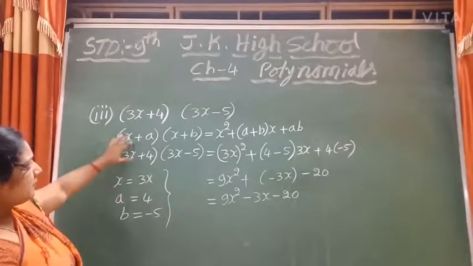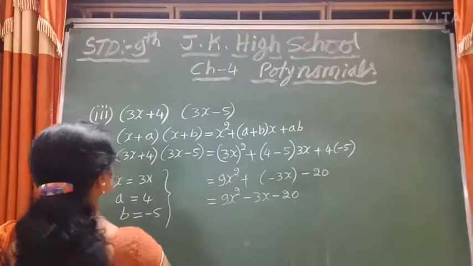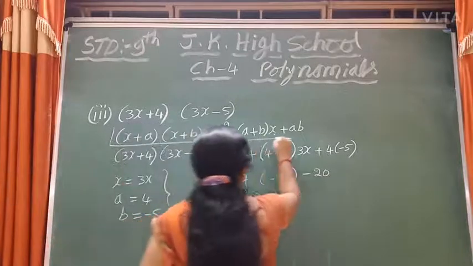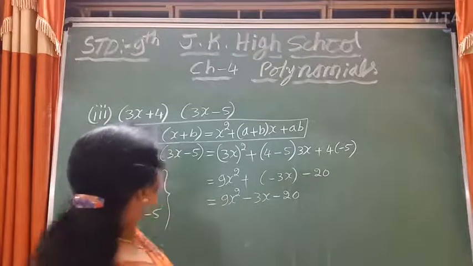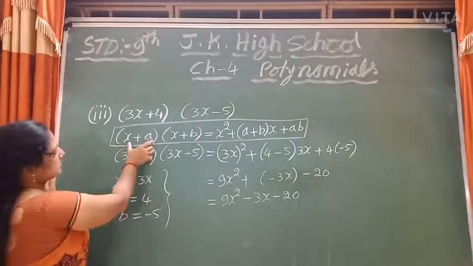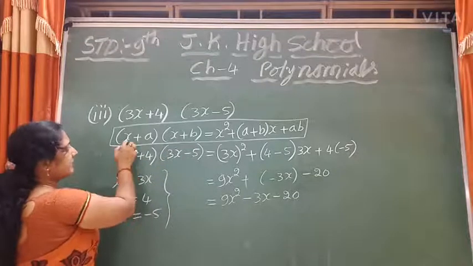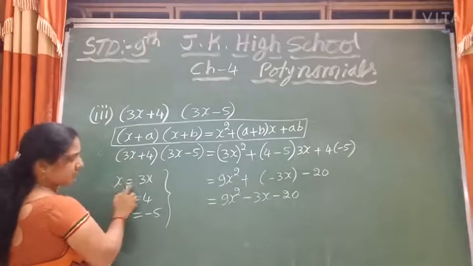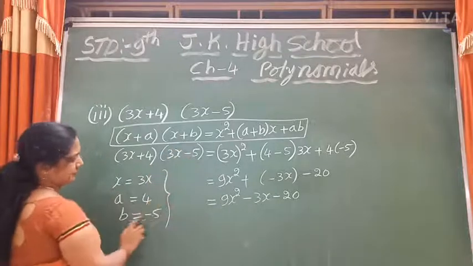So now I am going to write this identity. We have to use this identity now. After observing the question, we come to know which identity we have to use. Okay children, now you write the question below this. Below this 3x plus 4, below this 3x minus 5. If you compare, in place of x, here 3x is there. So x value 3x, a value 4, b value minus 5.